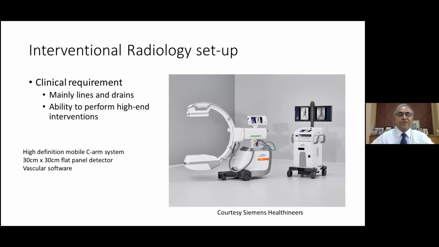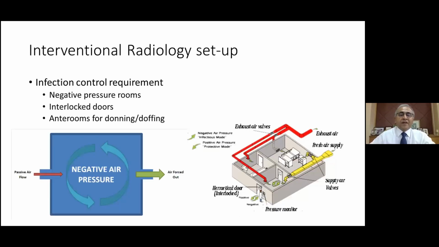So what we had opted for was a mobile C-arm system. It's a high definition C-arm system with a large 12-inch flat panel detector, having the entire dedicated vascular software. So you need road mapping, you need image overlay, everything can come with it. So the room itself has to be designed the way most of the rooms are designed in that setup.